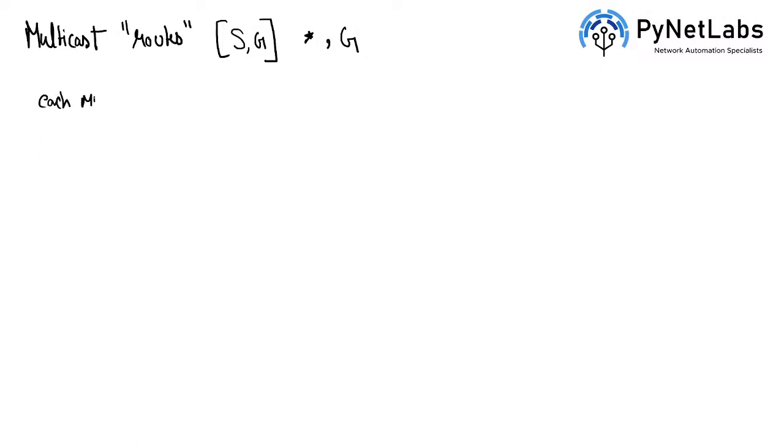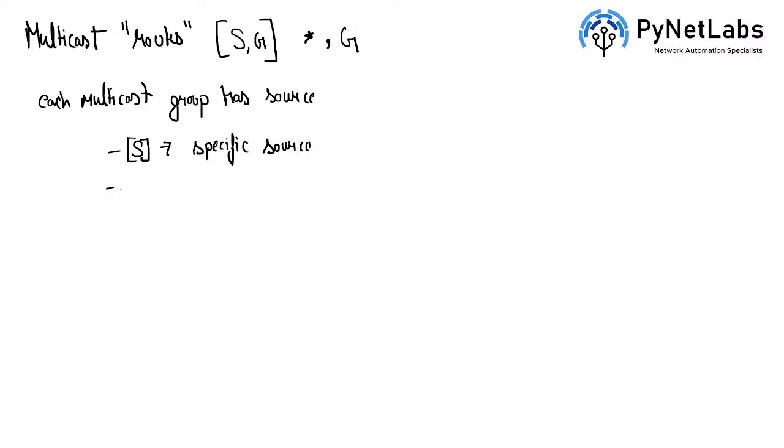Each multicast group has a source. When we are talking about this S, this means a specific source. And whenever we see this star sign, the star represents any or unknown source.